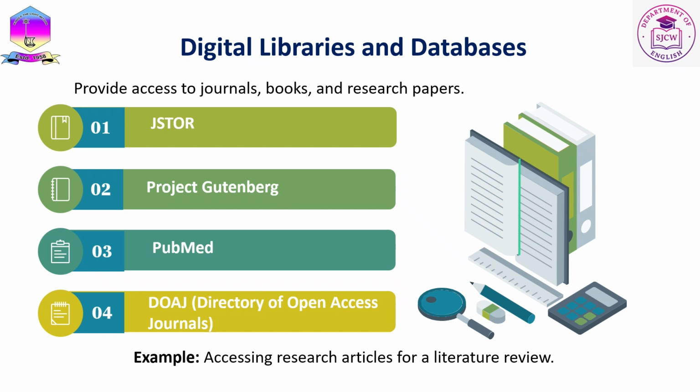Then digital libraries and databases. These are online digital platforms that provide access to journals, books, and research papers. JSTOR is one, then Project Gutenberg, then PubMed, then the Directory of Open Access Journals. These are four digital libraries and databases where data is available regarding books, publications, or research, and anyone can just open these websites and go through the data.